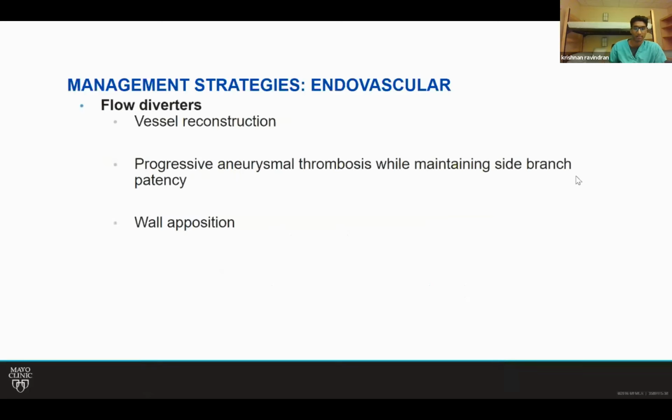The introduction of flow diverting stents really revolutionized the approach to these lesions endovascularly. The goal of flow diverters is delayed progressive thrombosis within the fusiform aneurysm while maintaining patency through side branches, ultimately relying on intimate wall apposition to allow for intraaneurysmal thrombosis and endothelialization along the stent struts where they're opposed to the wall.